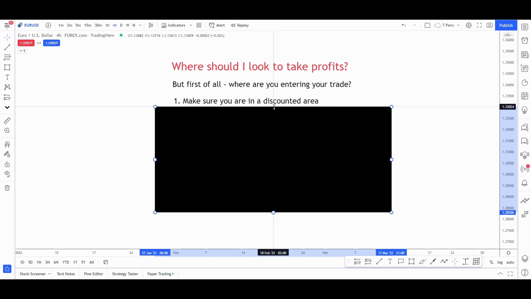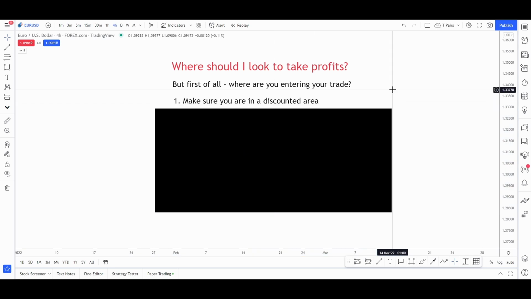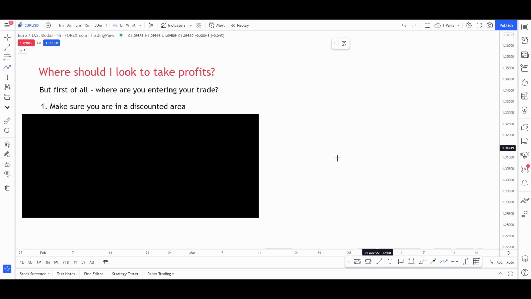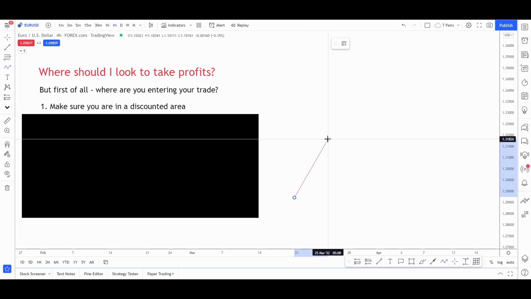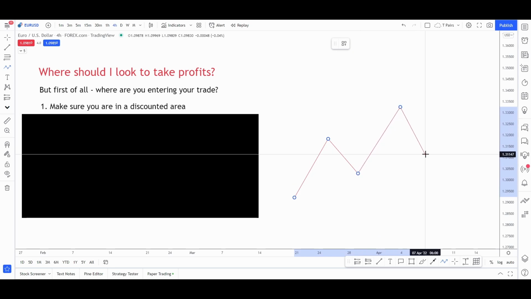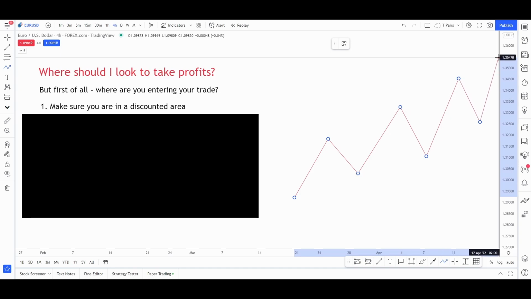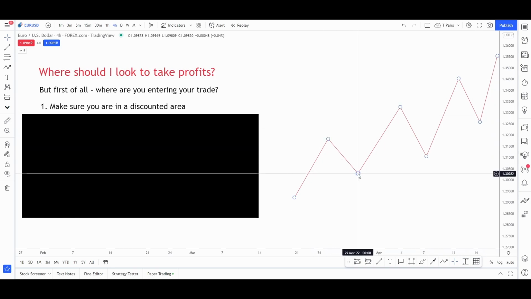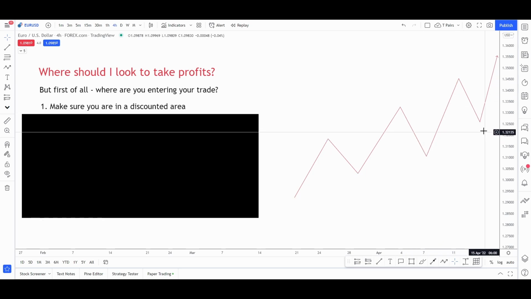Okay, so first of all, make sure you are in a discounted area. So this is where we're going to start drawing on the charts. Let's just say that we're in an upward trending market. We all know that the market generally is shaped like this. I know it's very different when you look at the actual charts, but to follow a trending market, we're looking at something like this, okay? We're generating higher high, higher low, higher high, higher low, higher high, higher low.